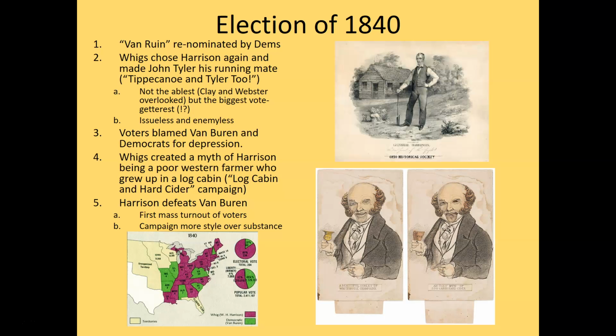The Whigs choose William Henry Harrison, the former territorial governor of Indiana, who defeated the Native Americans at the Battle of Tippecanoe. The Whigs will choose John Tyler to run with him, giving us the famous Tippecanoe and Tyler Too campaign slogan.